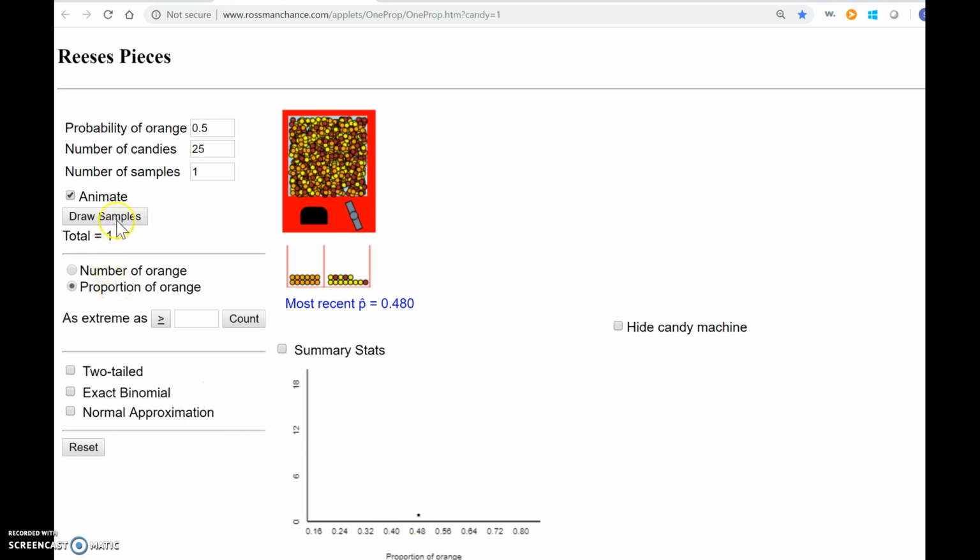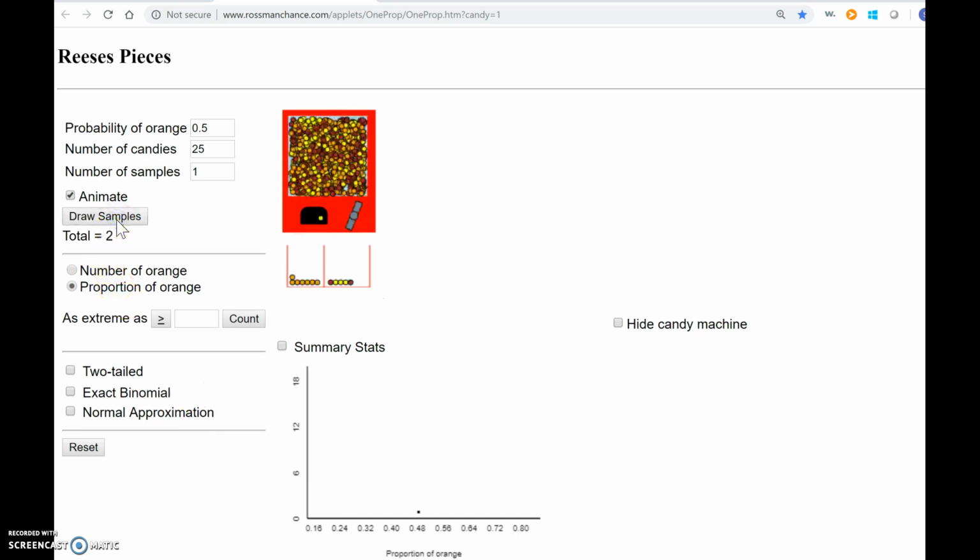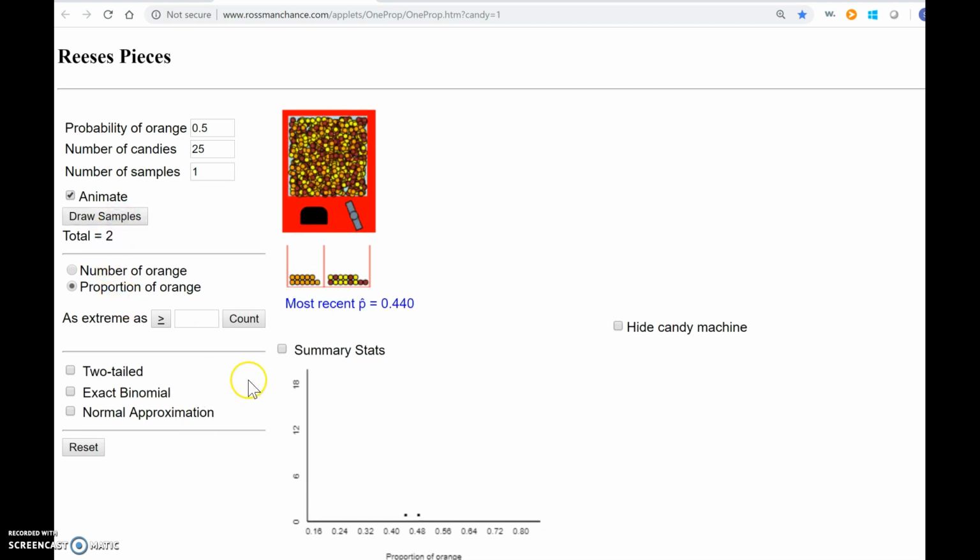And I can draw another one. So the true proportion is 50%. So we would expect this to be 50%, but for some reason we're getting 44% and 42%. That would be random chance variability, right? So let's take a whole bunch of samples. We can take like 100 samples at a time.